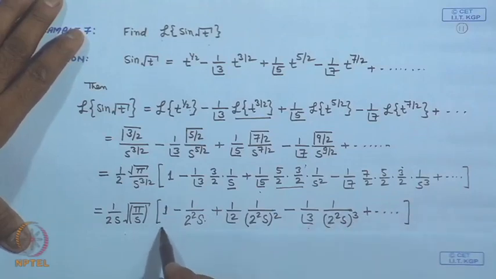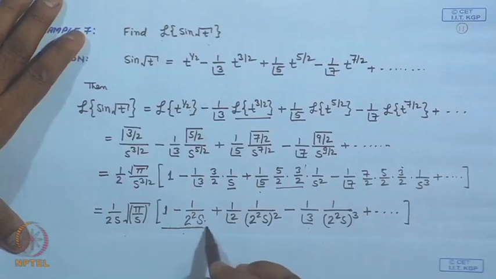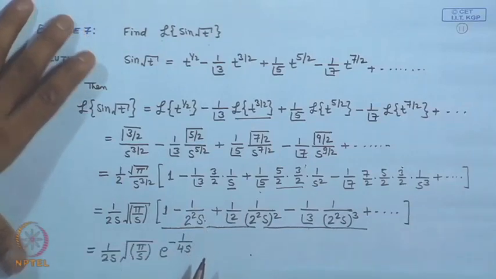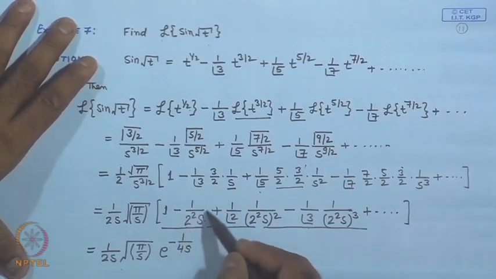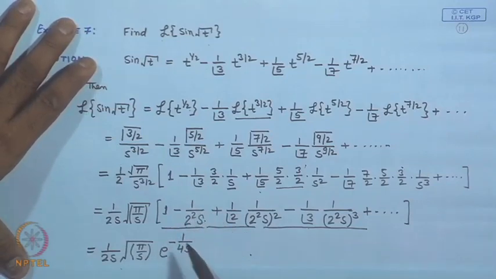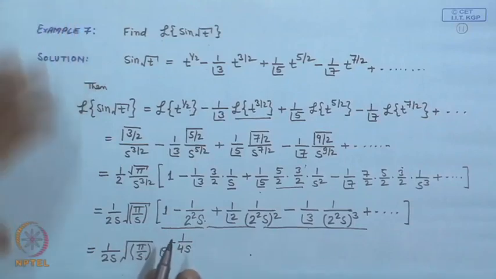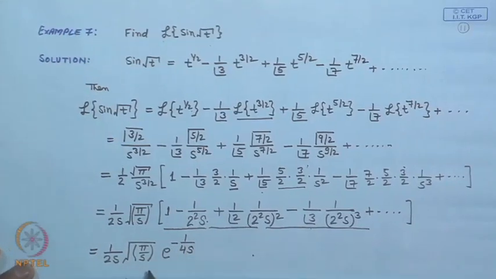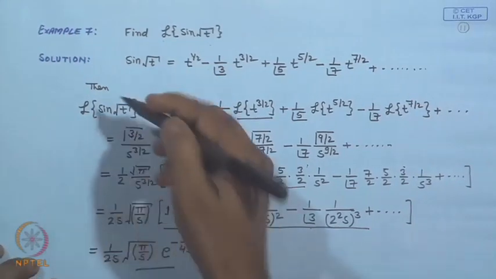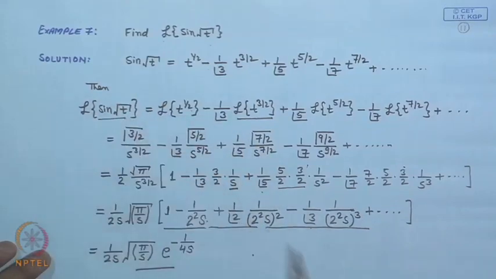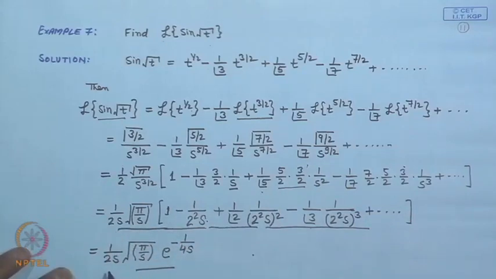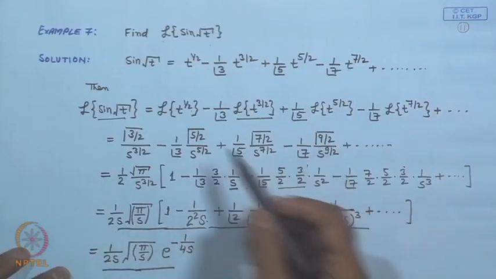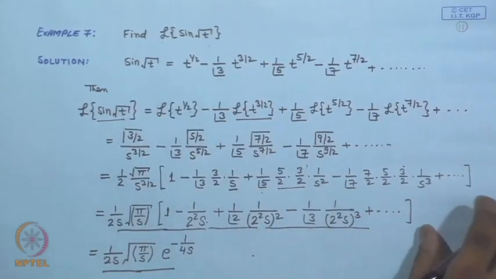And if we see here, this is obviously a convergent series, and the value is the exponential of minus 1 over 2 squared s, that is minus 1 over 4 s. So, in this case, this is the Laplace transform of sine square root t, because the transform series is also convergent, and in this case we get this transform by taking the Laplace transform term by term.